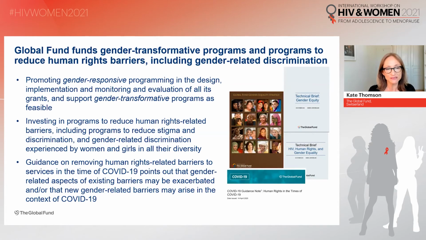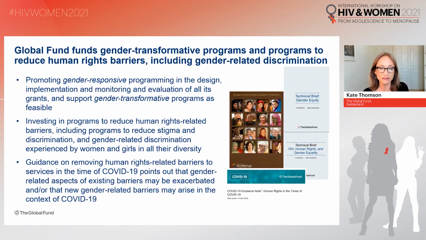As one of the largest funders of HIV programs worldwide, the Global Fund is making significant efforts to address gender and human rights related barriers to access. And this includes making sure we're funding gender transformative programs and programs to reduce human rights related barriers, including gender related stigma and discrimination. We promote gender responsive programming in the design and implementation and monitoring and evaluation of our grants, and support gender transformative programs where it's possible. We invest in programs to reduce human rights related barriers, including programs to reduce stigma and discrimination and gender related discrimination experienced by women and girls in all their diversity.